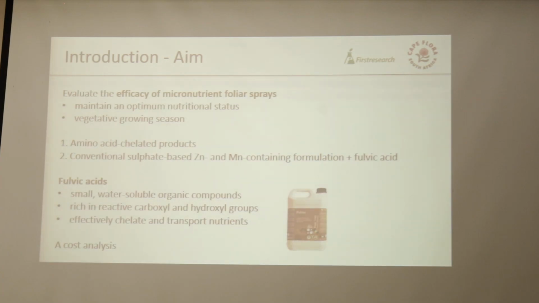So fulvic acids are small water-soluble organic compounds. You get the humic acids as well, which is the bigger compound. They're rich in reactive carboxyl and hydroxyl groups, and effectively then chelate and transport the nutrients. So I like adding that to my foliar sprays. And then lastly, I just did a little cost analysis to see what's the difference in price if I use the traditional sulfate product versus the fancy chelated product.